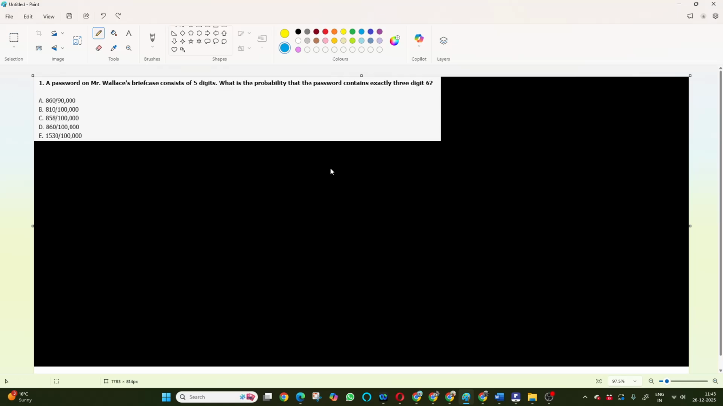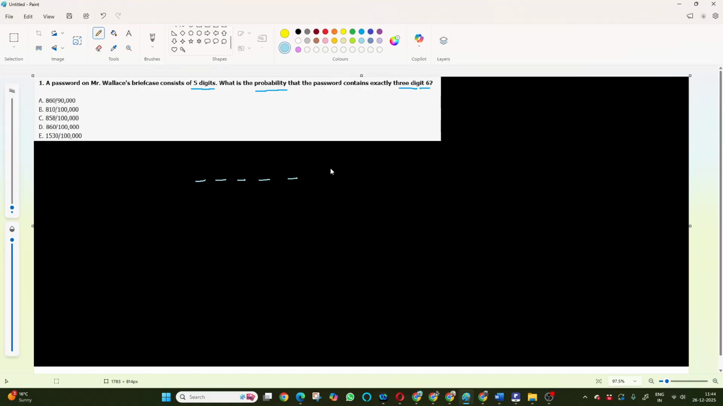All right, let's solve this probability question, which reads: a password on Mr. Wallace's briefcase consists of 5 digits. What is the probability or chance that the password contains exactly 3-digit 6? Okay, so 5-digit password. So let's say there are 5 slots to accommodate these 5 digits.